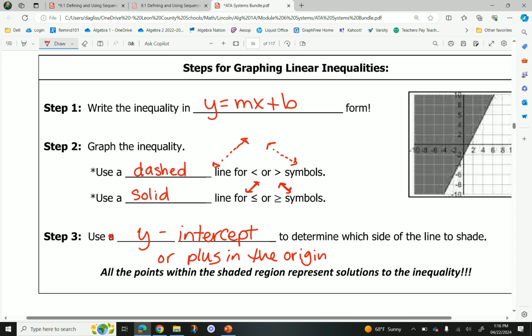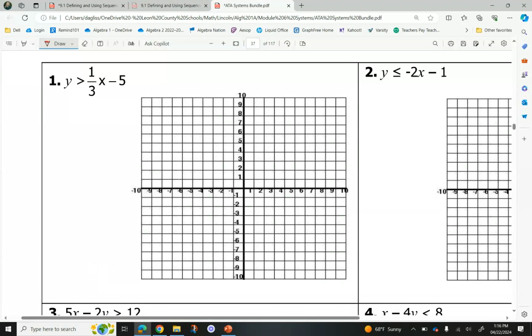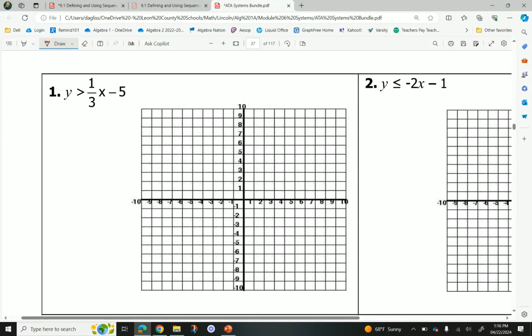Ready to start working through it? All right, let's go to number 1. Here we go. We have y is greater than 1/3 x minus 5. The first thing I'm going to determine is, will this be a solid or a dashed line? It is going to be dashed. If it's solid, my line is not missing pieces; if it's dashed, it's missing chunks. It's greater than, so we know it's going to be dashed.